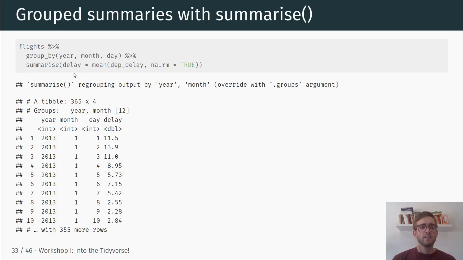Okay. So that means, of course, that the resulting data frame is much smaller than the original data frame. It only has 365 observations, of course, for every day of the year, and 4 different variables. The first 3 are the grouping variables, year, month, and day. And delay is the new variable we created, which is the average delay, or departure delay, I should say, for each of those days in 2013. Note also that, and I'll show you this in the next example, you can create multiple summaries in one summarize call.